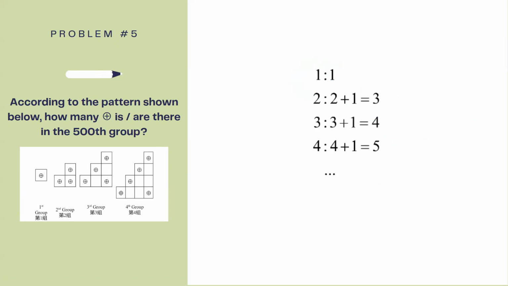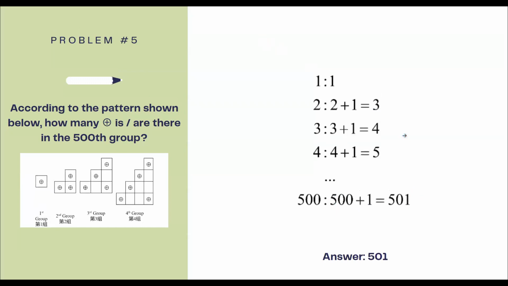So in the 500th group, as you can see, the following group just adds one. So in the 500th group, we have 500 plus one. So the answer is 501. Okay. Very good. I think most of you got it right. Now let's proceed to problem number 6.